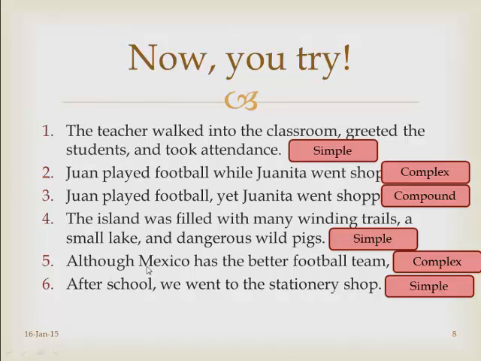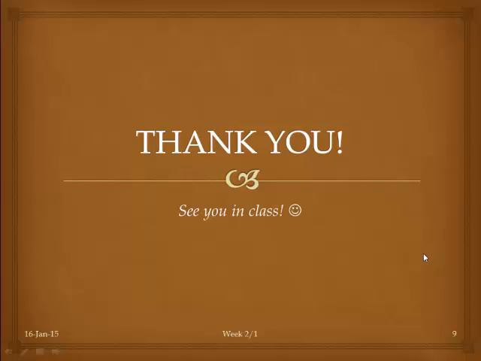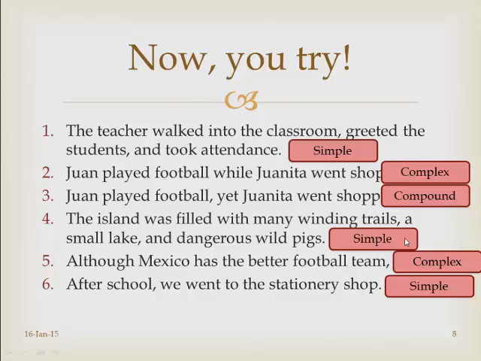Number 5, although Mexico has the better football team, it lost. Okay, it's a little missing here, but it lost is the independent clause. Although Mexico has the better football team is the dependent clause. So although is the subordinator, complex sentence. Number 6, after school we went to the stationery shop. Why is it a simple sentence? Don't we have the subordinator after?